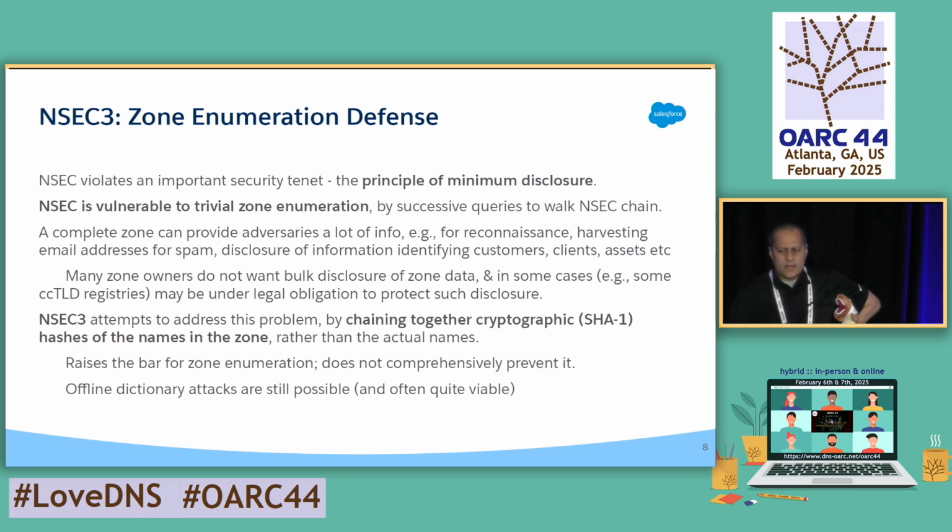So NSEC is vulnerable to trivial zone enumeration, right? And then there's been a lot of debate in the community about whether we need zone enumeration protection because DNS data are inherently public. But I think it's important to realize that there is a crucial difference between being able to query an individual record and bulk disclosure of all the names in the zone, which frankly violates the principle of minimum disclosure. And in fact, there are many ccTLD registries that are under legal obligations to protect against such disclosure.